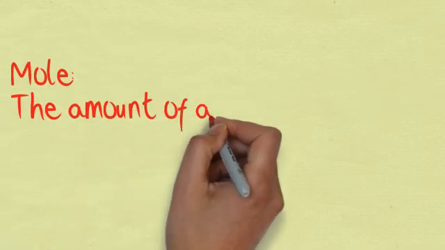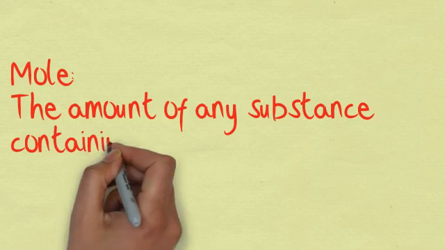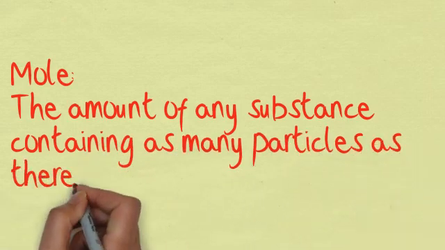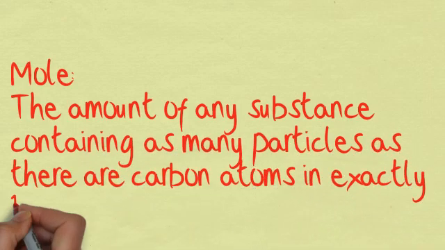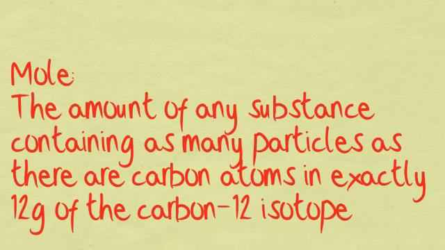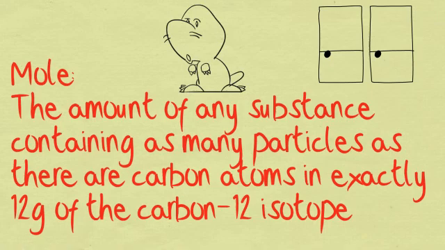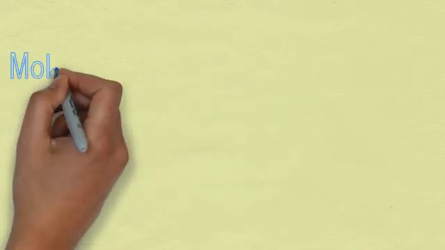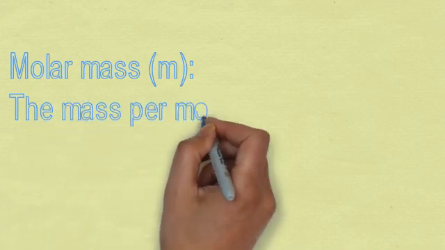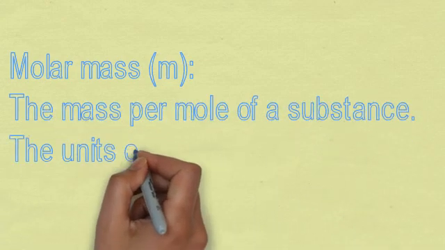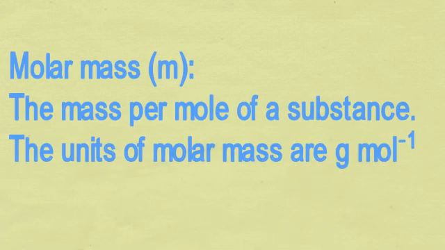A mole is the amount of any substance containing as many particles as there are carbon atoms in exactly 12 grams of the carbon-12 isotope. This is another common exam question. The molar mass, or M, is the mass per mole of a substance. The units of molar mass are grams per mole.